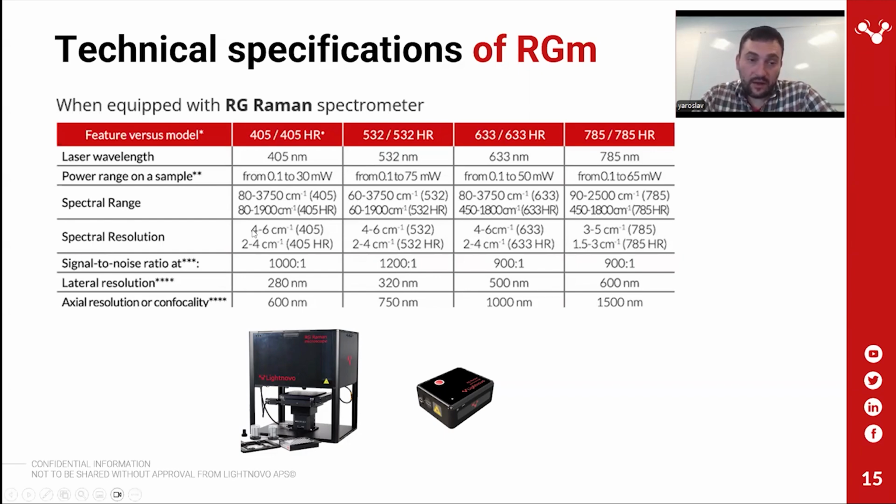The spectral resolution for the standard system is 4 to 6 wave numbers, and we also have the HR modification. It's high resolution, which is basically 2 to 4 wave number spectral resolution for almost all the laser wavelengths we provide. However, there is a trade-off: the spectral range would be limited compared to the standard RG spectrometer configuration. With RG, you can basically get diffraction limits. For example, for a 785 nanometer laser, you can get a lateral resolution of 600 nanometers.